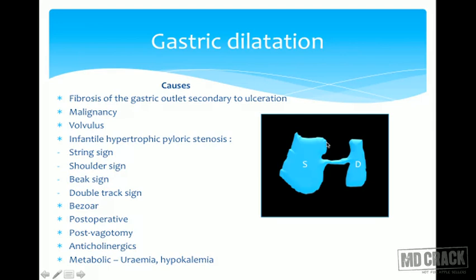So I have tried to draw a diagram showing at least the shoulder sign. This is your stomach over here, and this is the shouldering, and this is another beak sign. So this is your thickened pylorus causing narrowing of the gastric outlet, and this is your first part of the duodenum. Other causes of gastric dilatation would include a bezoar, postoperative status, post-vagotomy, anticholinergics, and metabolic conditions like uremia and hypokalemia.